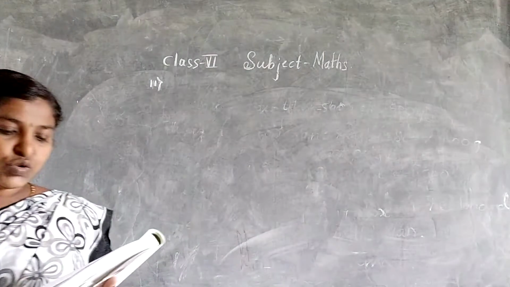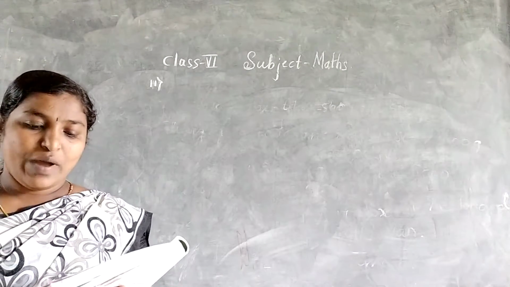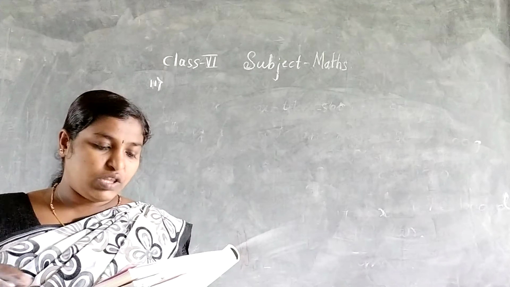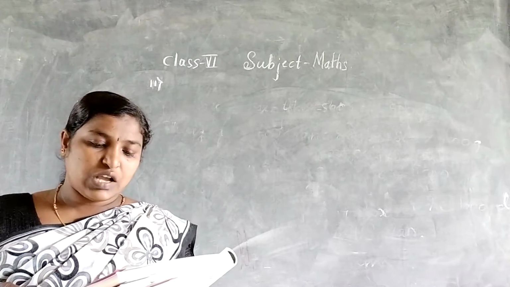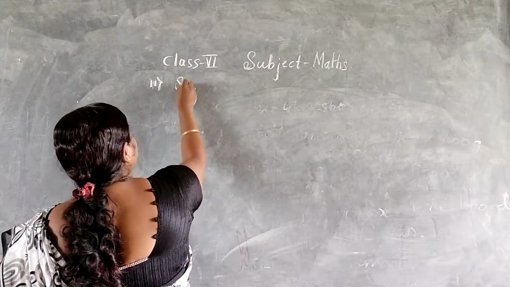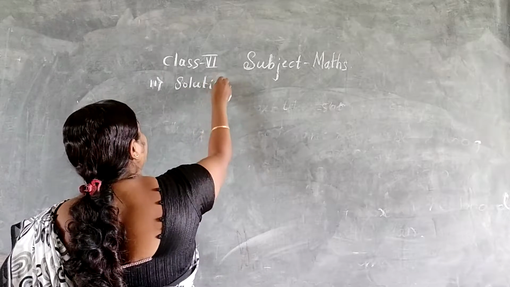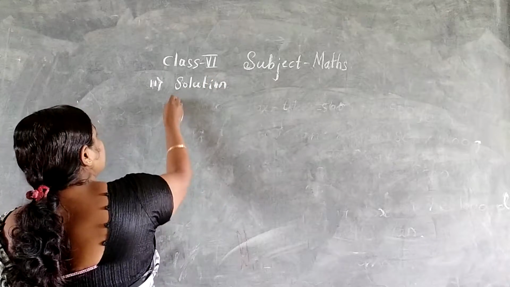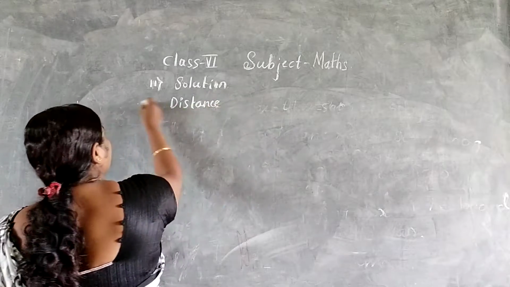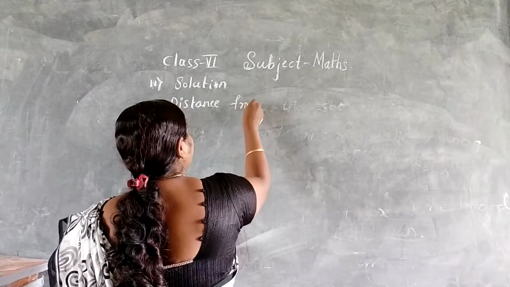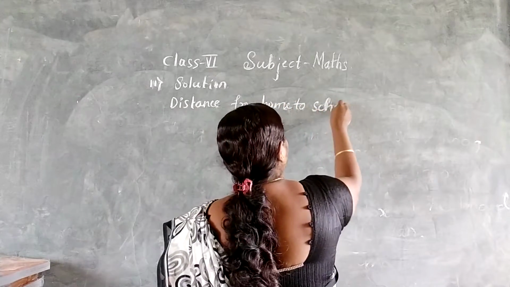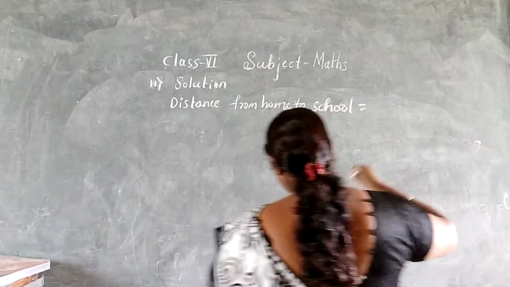The distance between the school and the student's house is 1 kilometer 875 meter. Every day she walks both the ways. Find the total distance covered by her in 6 days. So, solution. Distance from home to school is equal to how much?